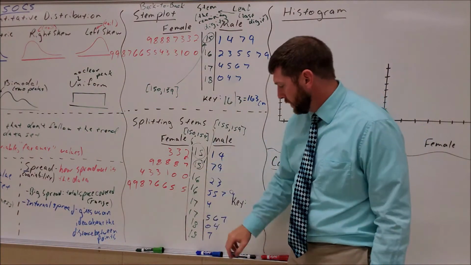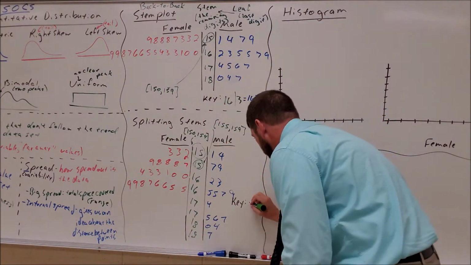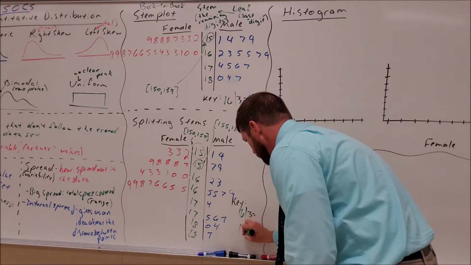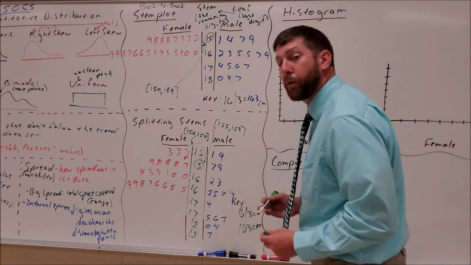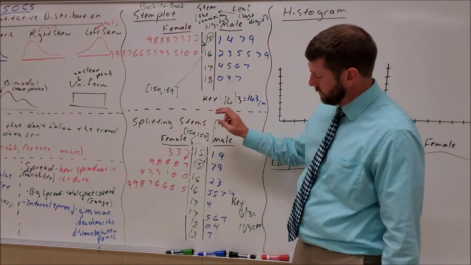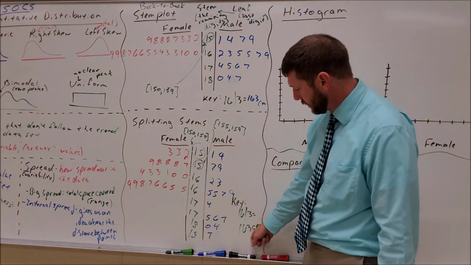All right, so you can see when we did that, and don't forget our key. So we can use the same one. 16/3 equals 163 centimeters. Key is important. It tells us how to read the stem plot, because this could be a digit, it could be a decimal point, it could be rounded to the nearest hundredth, it could be a lot of stuff. So we got to have the key.